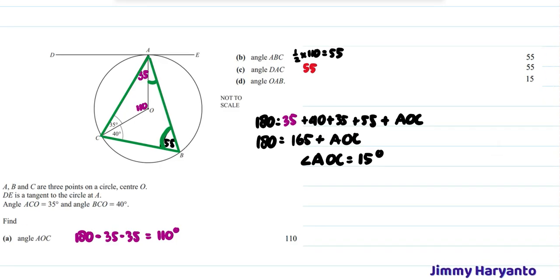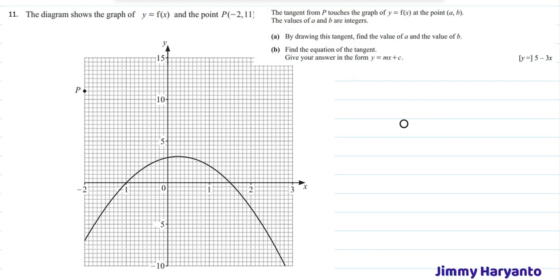Okay, good. And then next is 11. The tangent from P touches the graph y equals f(x) at the point A, B.